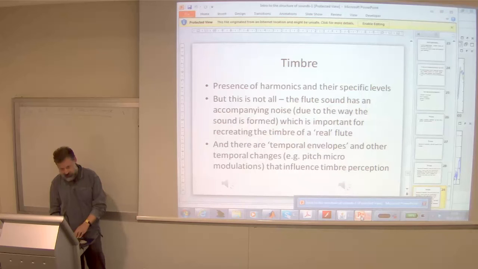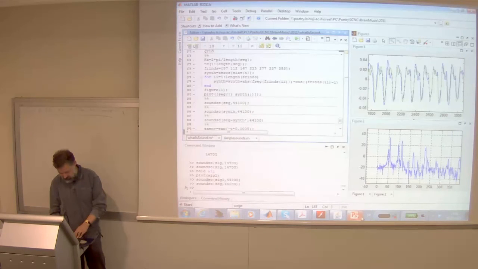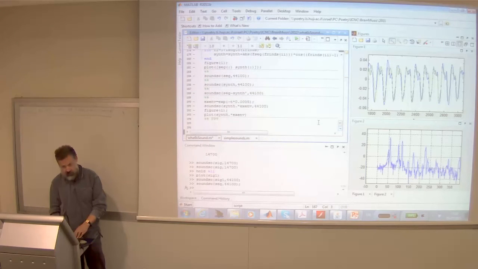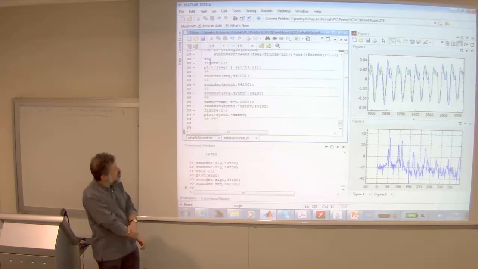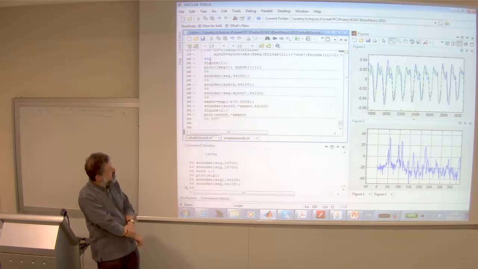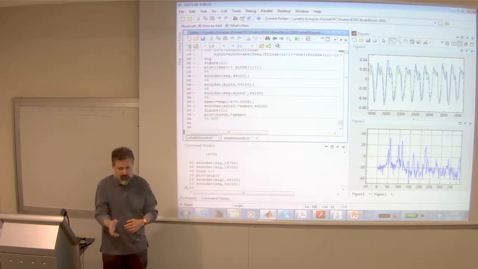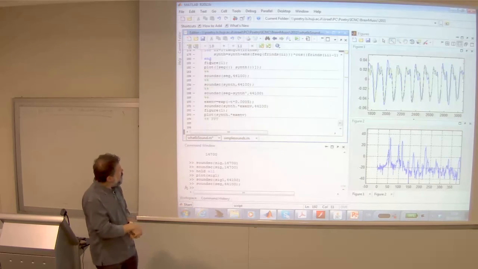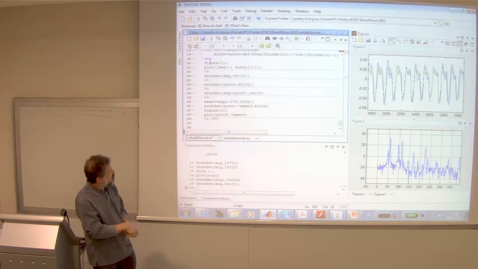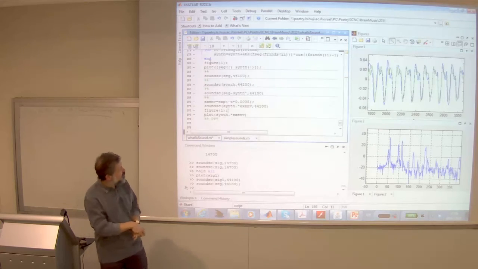Yeah. Now, another property of sound. So we have the hiss. We have the micro modulation. I will get a very strong example of that in a moment. And we have all kinds of slow temporal modulation. The micromodulation of the pitch is one of them that's important for the timbre of the sound.